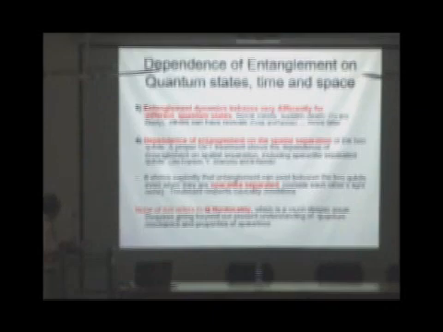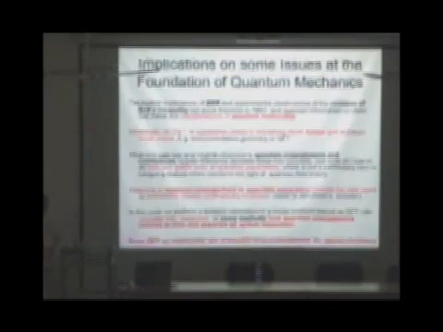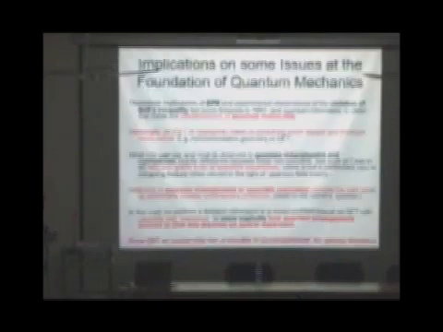So these are the implications for some issues at the foundation of quantum mechanics. I've mentioned this just now. What one can say, and what is observed, is quantum entanglement and correlations between qubits, even at space-like separations. And so there's no non-locality, nor acausality, in quantum entanglement, and no spooky business.